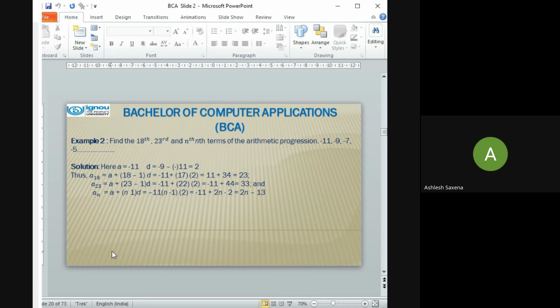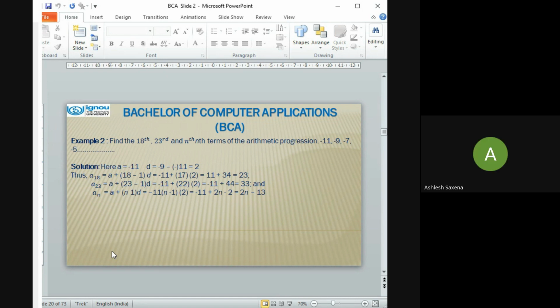A is the first term. What is A? Minus 11, sir. Thank you. What is the common difference? Minus 9. How did you get minus 9? I'm asking about the common difference. How come, madam? No, sorry, sir, it's 2.